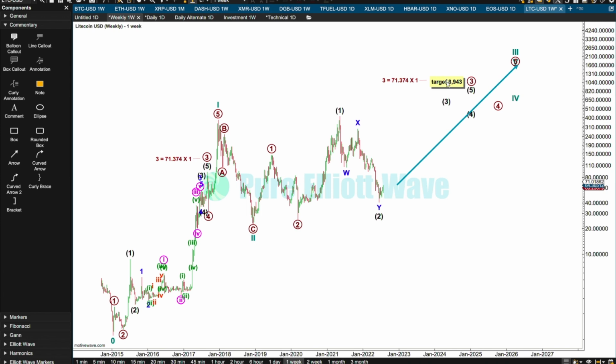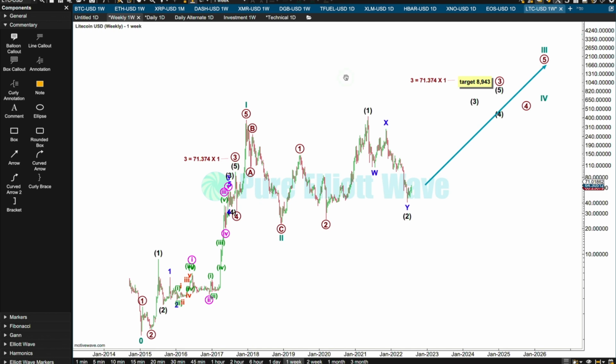Then a reasonable target will be 8,943. So primary 3 was 71.7374 times the length of primary 1 within cycle 1. If primary 3 within cycle 3 exhibits that same multiple, that's a reasonable target. So I'll have a go at that. Let's see how that one unfolds. But I also did want to have a go just to try and illustrate how extreme these third waves can be. They have been in the past. They certainly could be so again in the future.